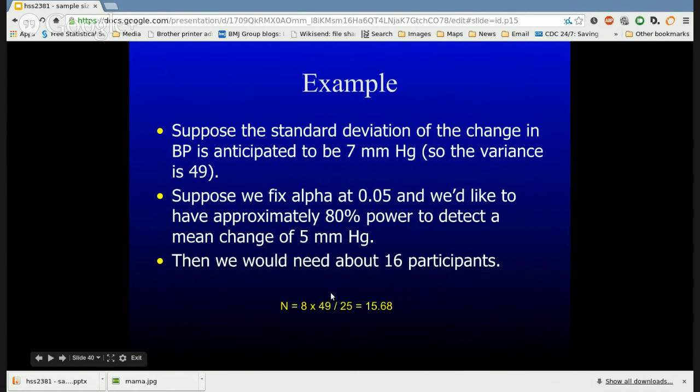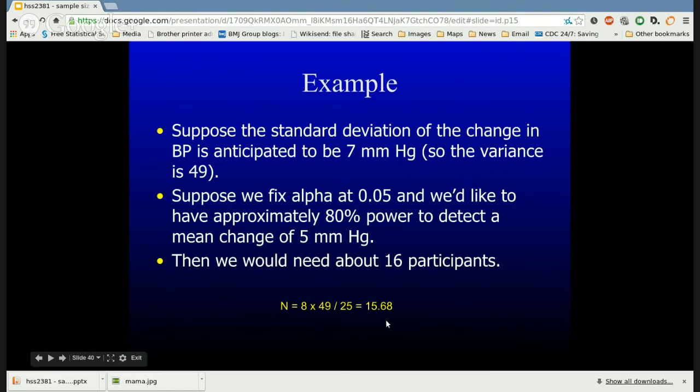So suppose the standard deviation of the change in blood pressure is about 7 millimeters of mercury. How do I get that? I get that from personal experience or from literature. So the variance is going to be 7 squared, which is 49. We're going to fix our alpha at 0.05 and our power at 80%, and we are going to try to detect a mean difference of 5 millimeters of mercury. That's our delta. Plug it in, and we get 15.68.